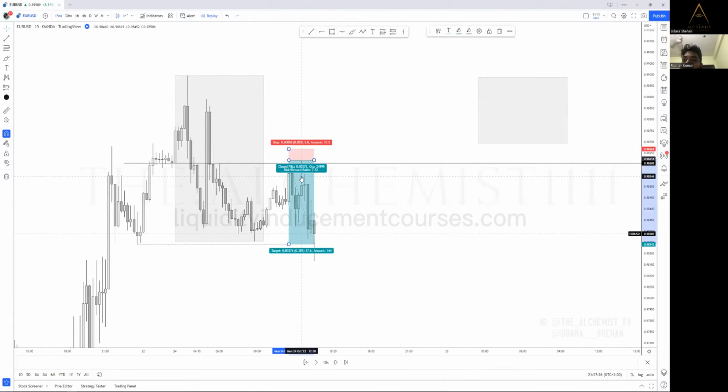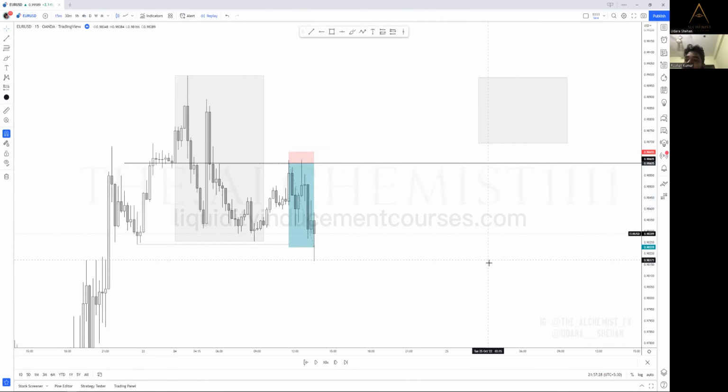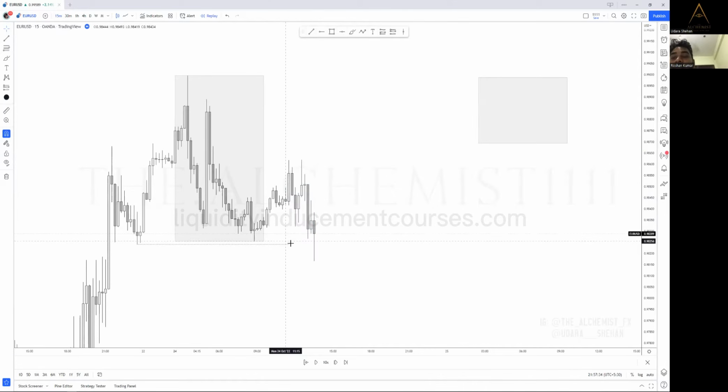See that? Even then, if you use the 5 pip stop loss, you had a nice entry. So it can't even get any better than this, right? This is enough. This is more than enough. Okay, so that's it.